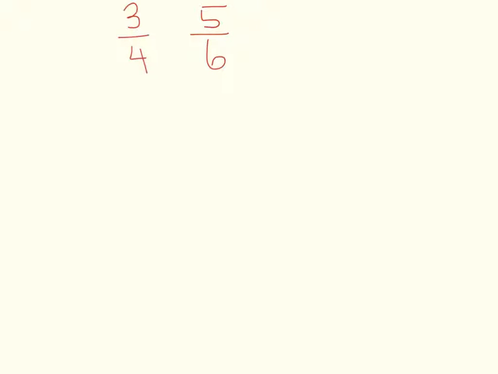This video is going to review how to find a common denominator for two fractions and create equivalent fractions. So I know that I have 4 and 6 to find a common denominator for. I put 4 and 6 in a division ladder. They're both even. 2 goes into 4 2 times, 2 goes into 6 3 times.